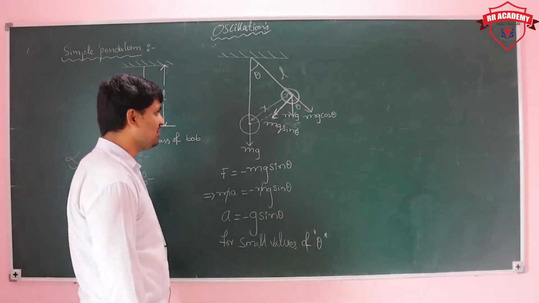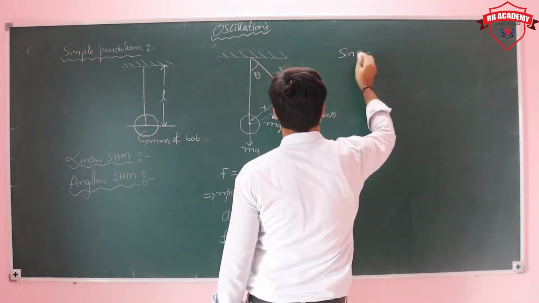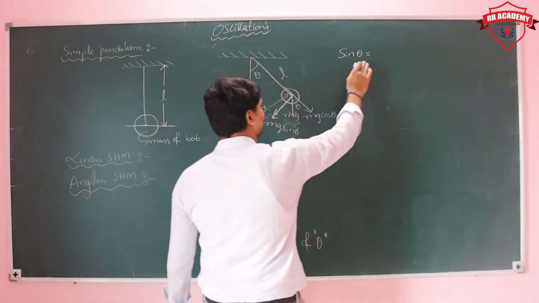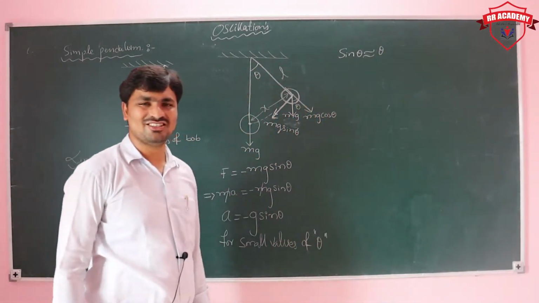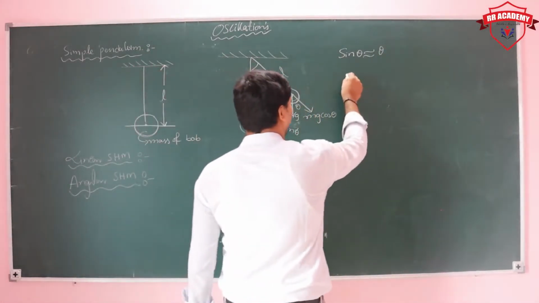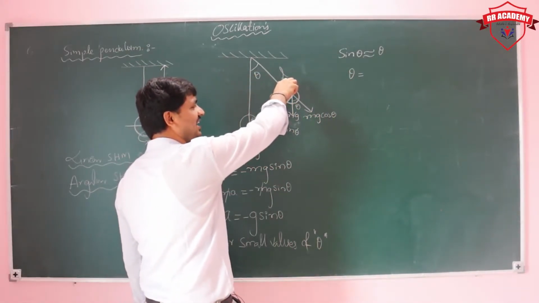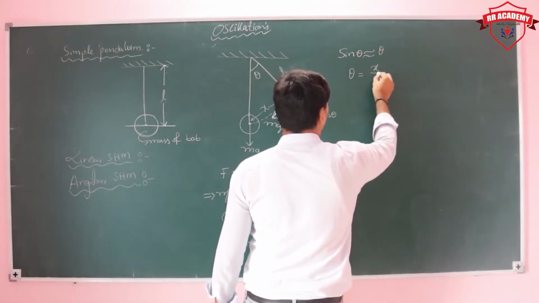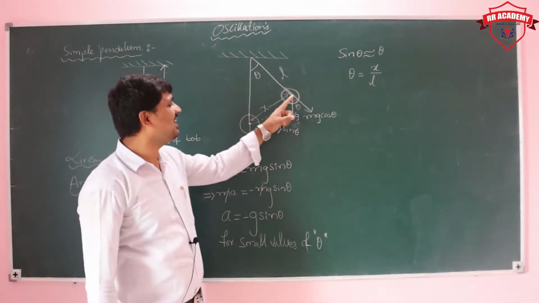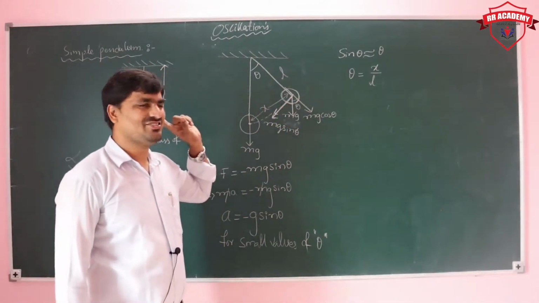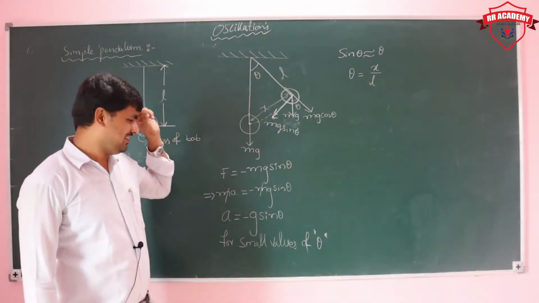For small values of theta, sine theta is nearly equal to theta. And this theta, with arc length x and radius L, is theta equal to x by L. Arc length upon radius: theta is equal to x by L, where x is the arc length and L is the length.